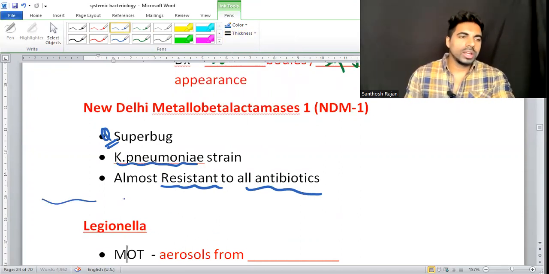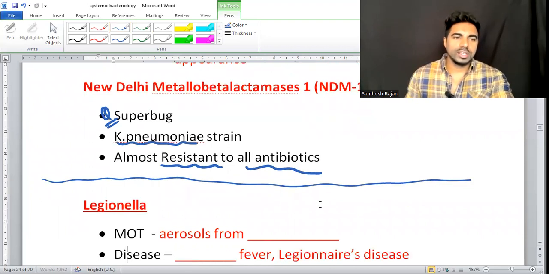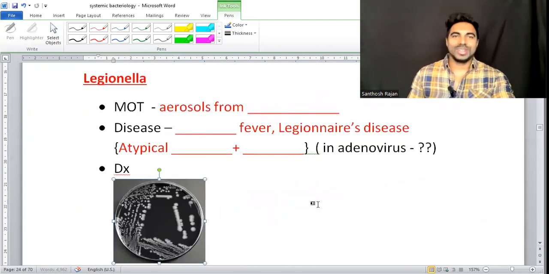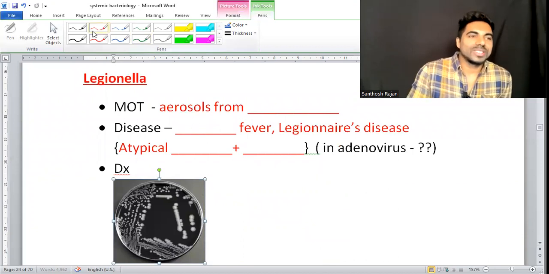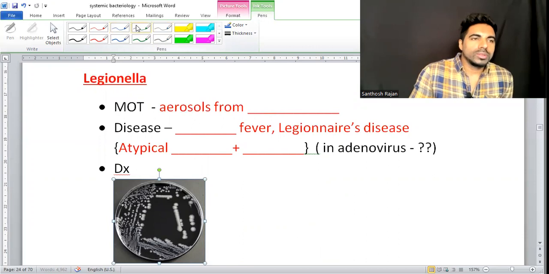So the Klebsiella part is over now. Klebsiella is done. Now we are going to Legionella, another one of the favorite topics of examiners and mine too. It's very, very easy to remember. So what do you have to remember?